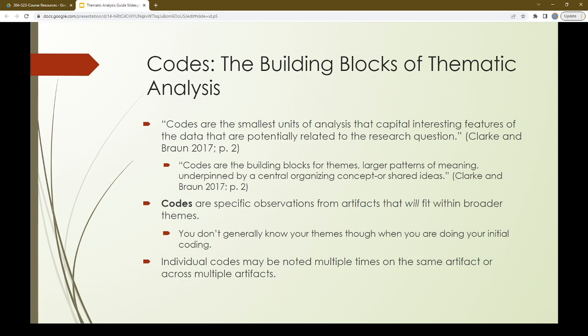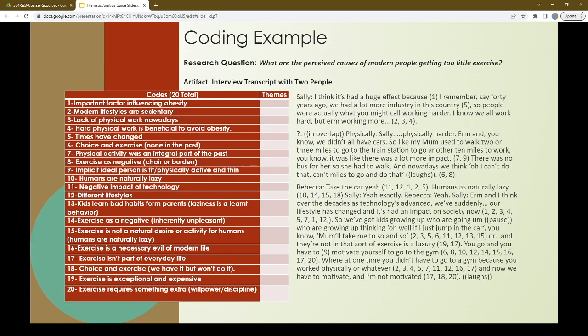But once you actually see it in action, it's really intuitive and makes easy sense. What I have here is an interview transcript, a really short one, only about 2 minutes of spoken word. This is from a researcher who's trying to answer, what are the perceived causes of modern people getting too little exercise? To answer that open-ended question, this researcher did a brief interview with 2 different people. One of the things you'll notice is there's not a whole lot of spoken word here.